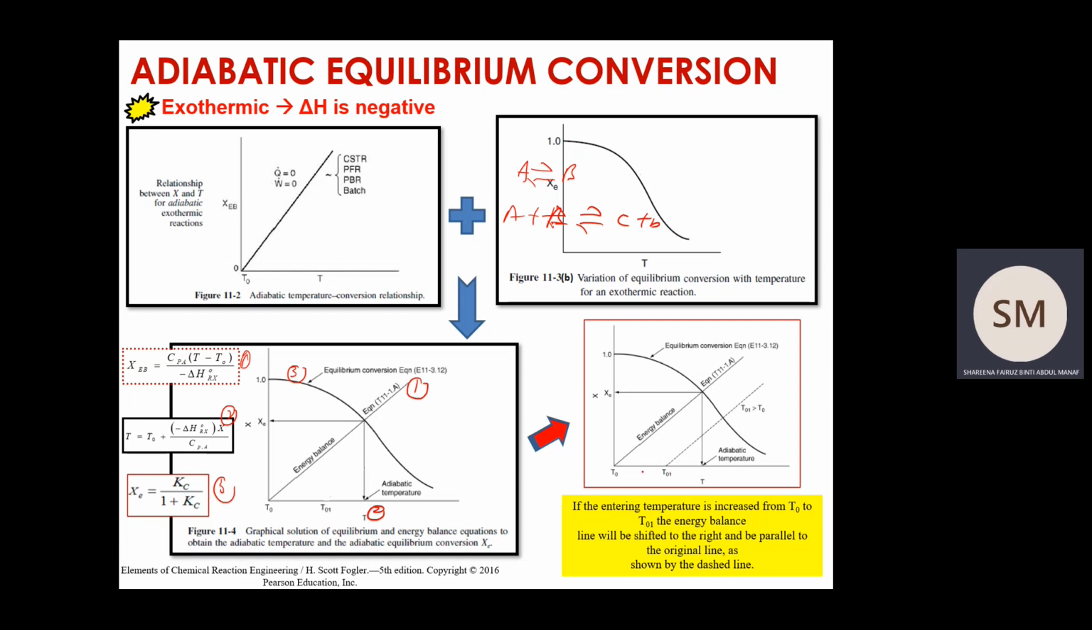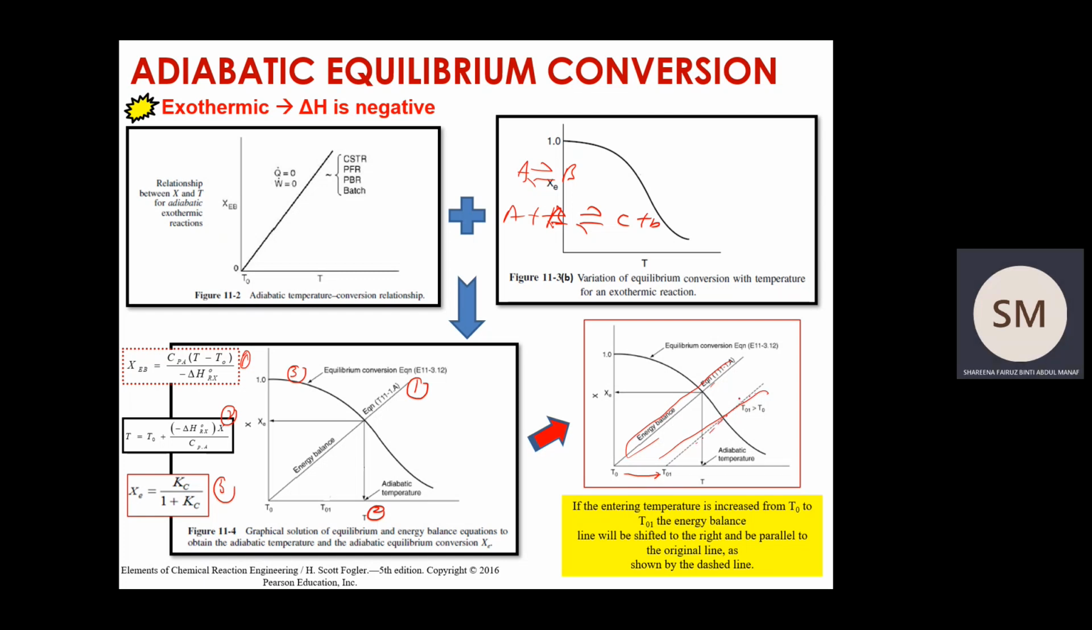Okay, so if the entering temperature is increased, so if you can see T0 increased to T01, as it goes further to the right side, the energy balance line will be shifted to the right. So this is the energy balance line, a straight line. They will be shifted to the right and be parallel to the original line. The important thing is that it will be parallel, as shown by the dashed line.